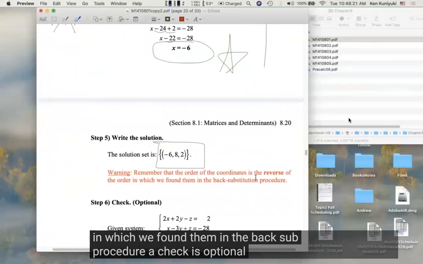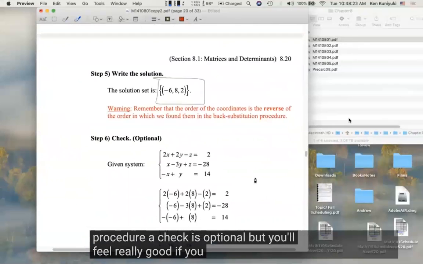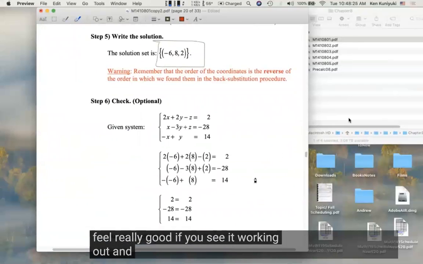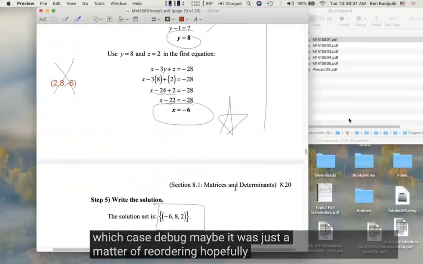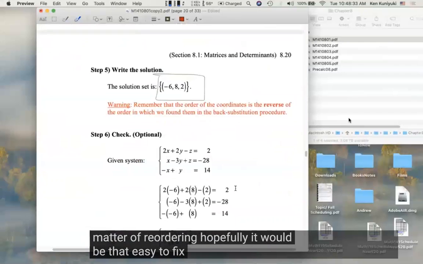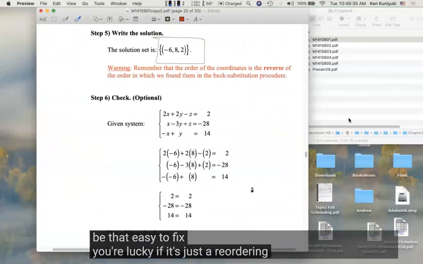A check is optional, but you'll feel really good if you see it working out, and really bad if it doesn't, in which case, debug. Maybe it was just a matter of reordering. Hopefully, it would be that easy to fix. You're lucky if it's just a reordering.